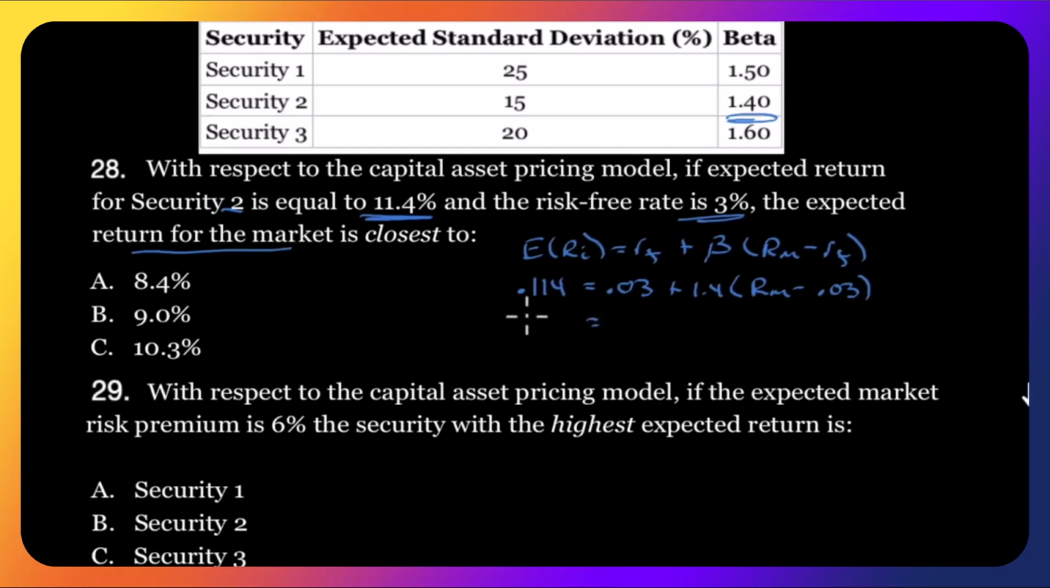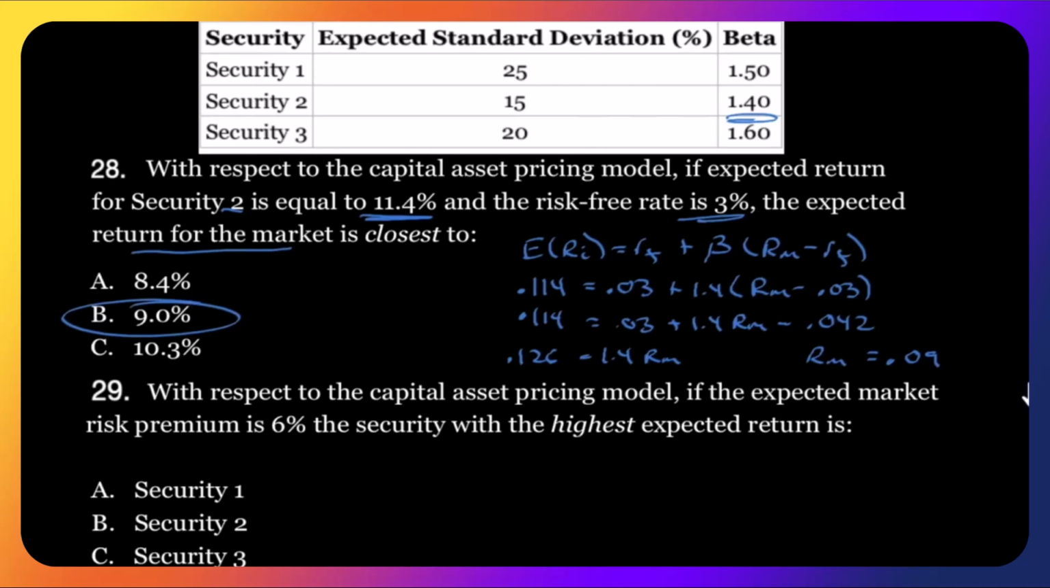And we'll just expand. 0.114 is 0.03 plus 1.4 RM minus 0.042. And if we rearrange, we'll get 0.126 is equal to 1.4 RM. So RM must be 0.126 divided by 1.4, which is 0.09. We must have 9%. There it is, 9%.